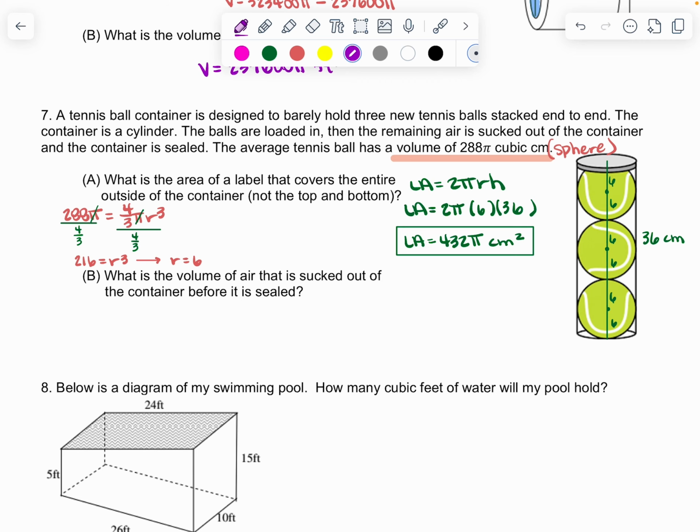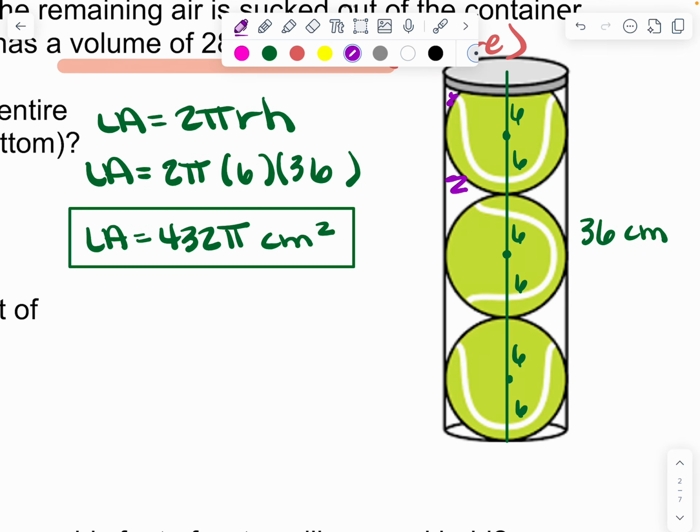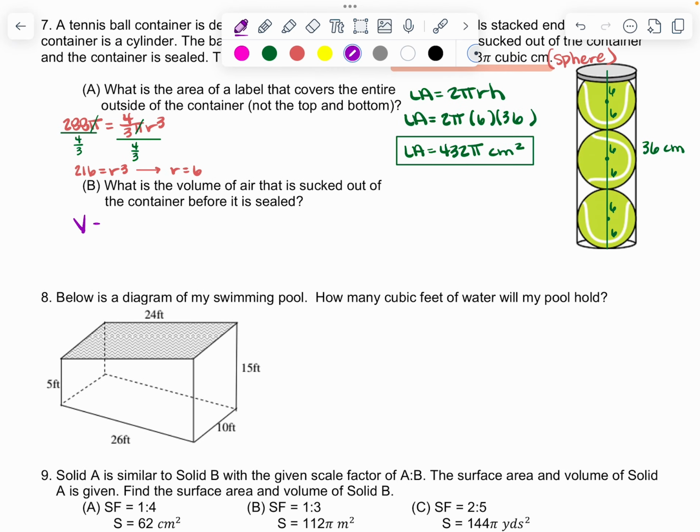All right, then on to part B. What is the volume of air that is sucked out of the container before it's sealed? So yet another composite solids question, right? Because we want to know the volume of all of the space around the tennis balls. So this is definitely a composite, where we're going to do the volume of the cylinder minus the 3 tennis balls.